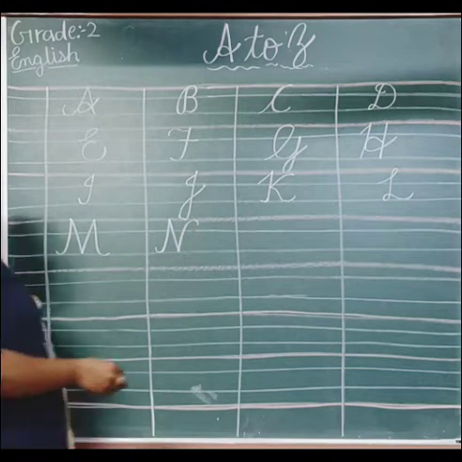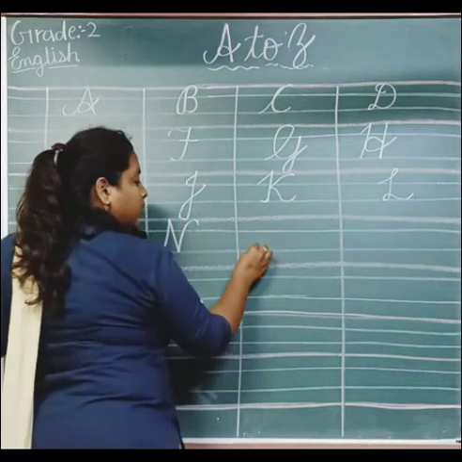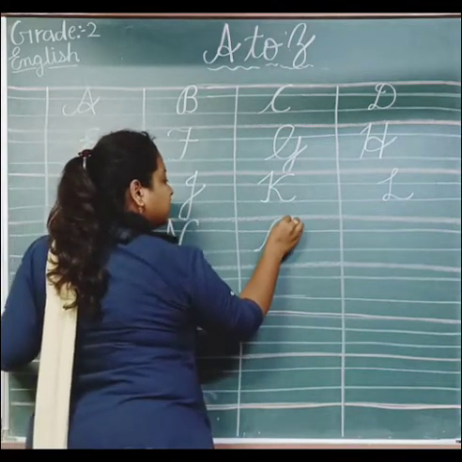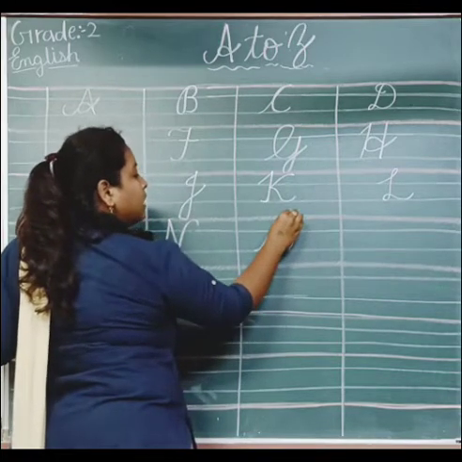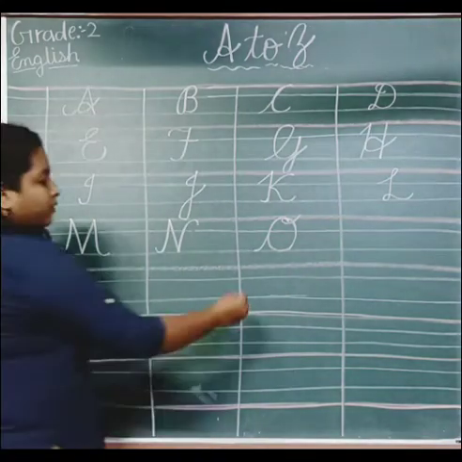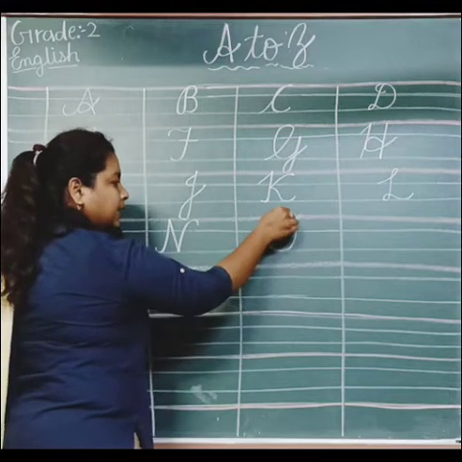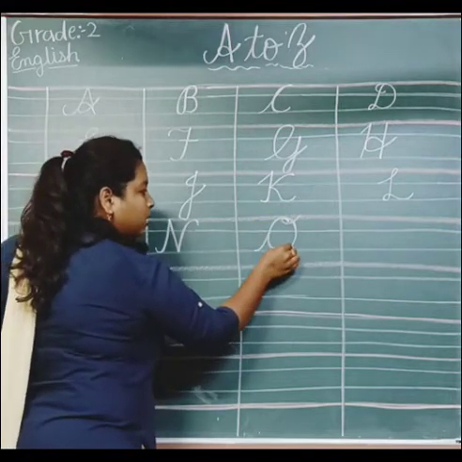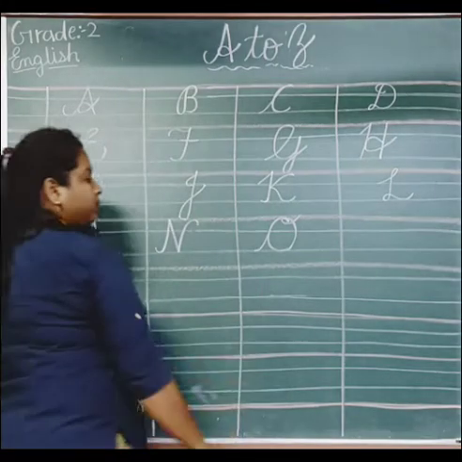Okay. Now we'll move to the O. We have to start from the blue line. We'll have to make a C. First we complete the C, then again go up and just leave it. Once again I'm saying, start from here, go up to the red line, come back to the blue, again go up. So we have to make capital O.